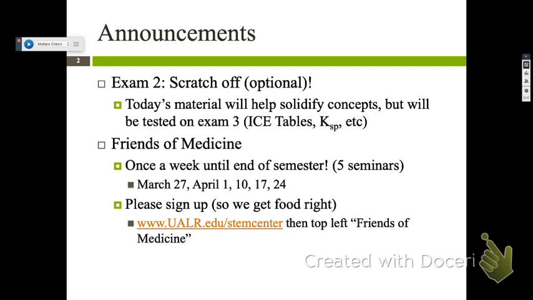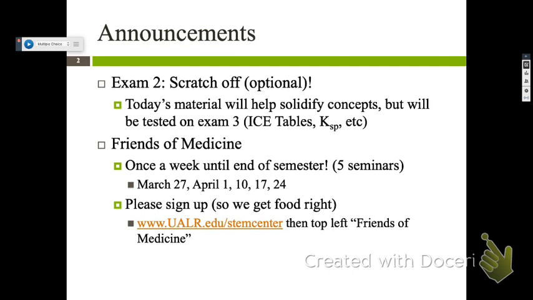Next Monday we have the second one. All these are 4 to 5:30 in this room. I will be providing food. Hopefully I will not be paying for all of it myself. I think there's people that are going to chip in. UAMS might some, and UALR might some.